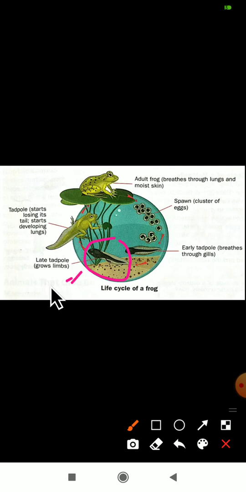Limbs are grown. Limbs are nothing but the legs here. The limbs grow here. The next one, the tadpole starts losing its tail and starts developing lungs here.